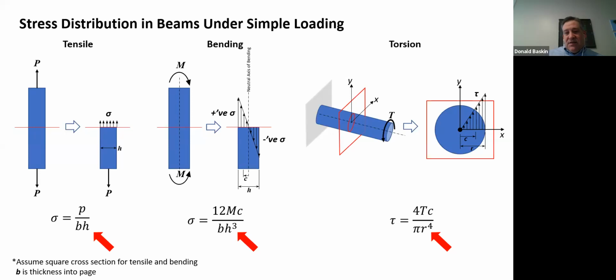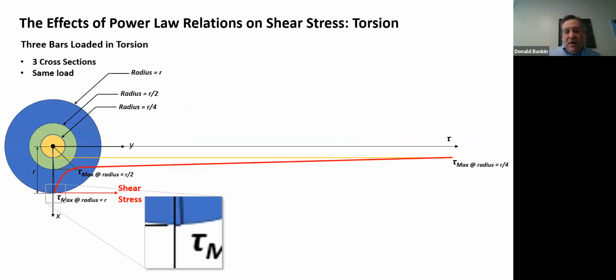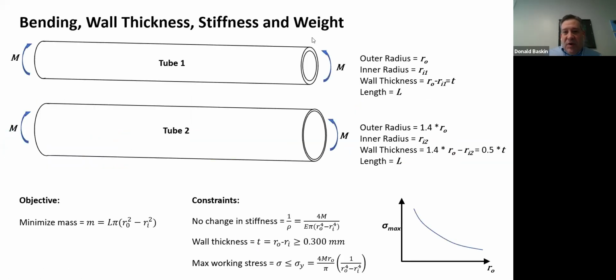This is a fortunate property of the world of nature that we can use in a very effective way to reduce weight. And here's an example. Suppose you had two tubes, tube 1 and tube 2. These tubes are the same length, and they are subject to the same bending load M. But tube 1 is smaller in diameter and has a thicker wall than tube 2. Tube 2 is bigger in diameter than tube 1, but it has a much thinner wall thickness.